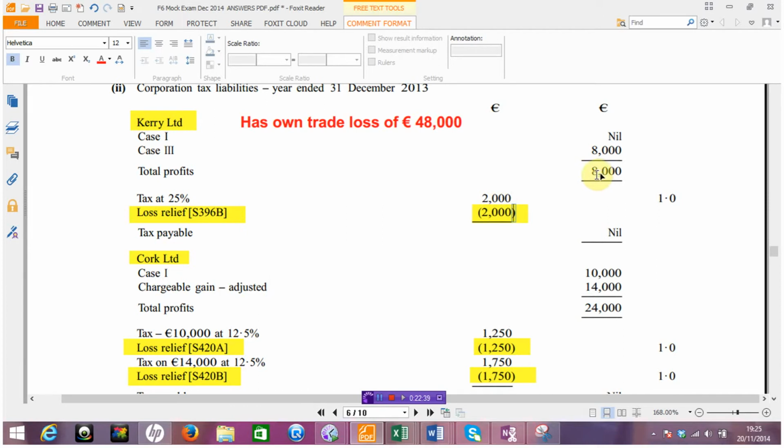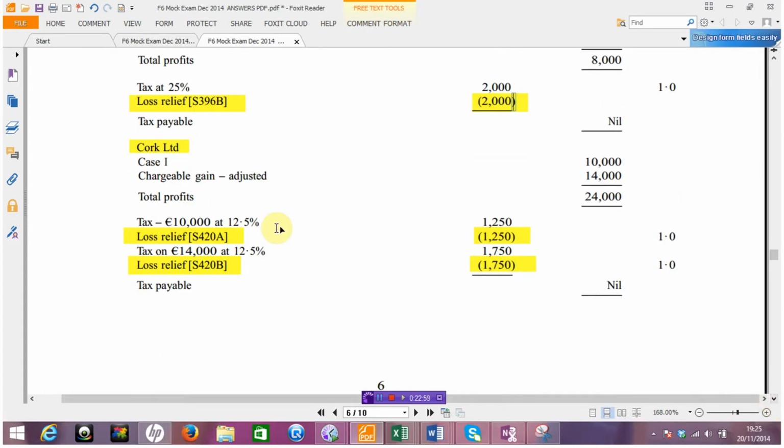So for Kerry, fairly straightforward, just set up the computation, do it in the normal way. The loss relief doesn't really affect us until we get down, having calculated the tax, and you'll see that we end up with nothing to pay for Kerry. Okay. I'll come to the loss memorandum in a moment. Just take you through Cork Limited. Really same sort of thing. The chargeable gain was adjusted anyway, so what you see is really a normal computation, nothing overly complicated until we get down to the calculation of tax here and indeed here.